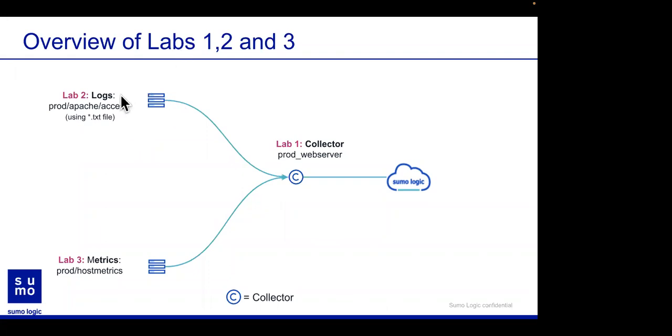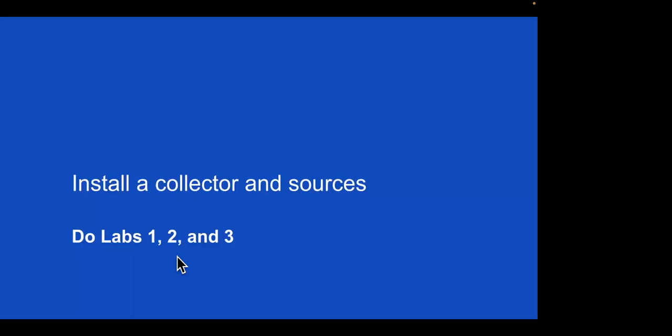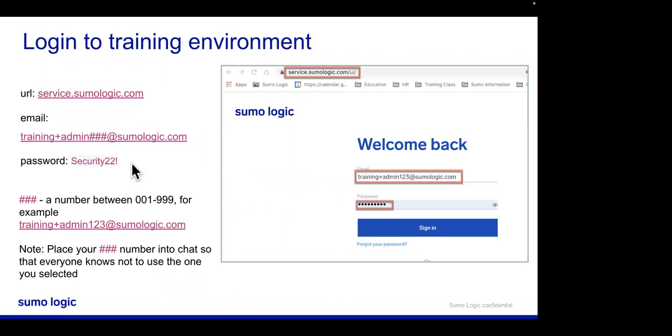In lab 1, we're going to install our collector. In lab 2, we're going to install our Apache access logs. And then in lab 3, we're going to install some metric host. So we're going to go through that exercise. Let's talk about where labs 1, 2, and 3 are, and let's talk about logging into our environment.